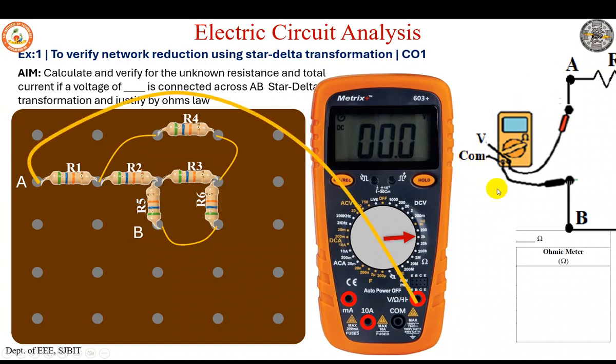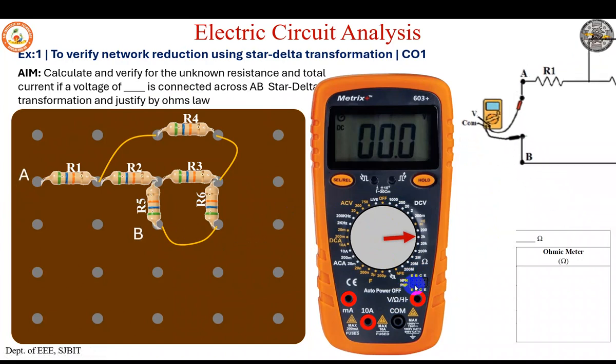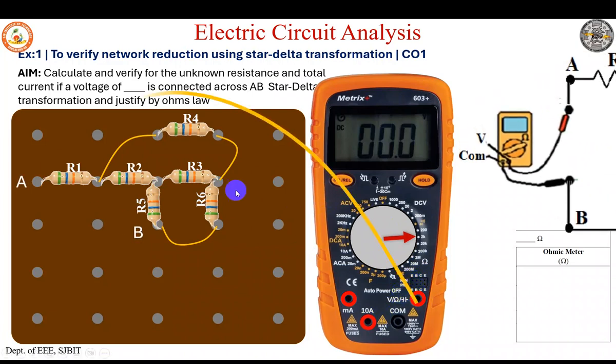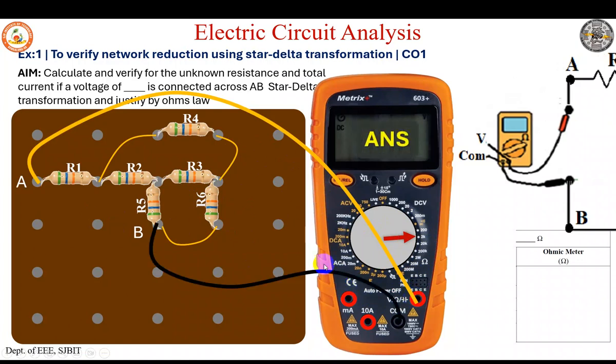So how do we connect? As per the diagram, V to point A, and then common to point B. Even if you swap, you get the same value. And I repeat, after making the connections, you can see in this video, only then are we actually connecting the multimeter to the circuit. So do not connect the multimeter and then do the settings. I repeat, first do the necessary settings on the multimeter and then make the connections to the circuit. So by this you'll get your answer, only one value by the ohmmeter.